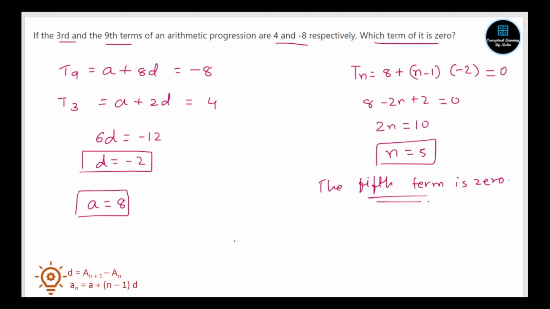Alright. Now see how you verify it. It is easy to verify here. 8, then the next term. See, common difference is minus 2. So 6, 4, 2, 0. Right? So we got the fifth term 0. So this is how you can verify also. Alright?